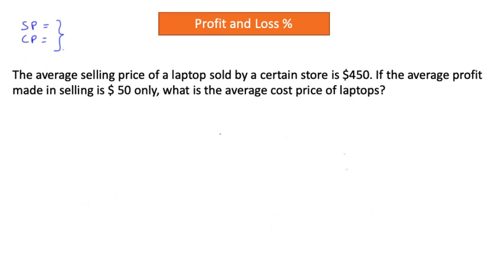So consider this scenario in which the average selling price of a laptop sold by a certain store is $450. This is the average selling price, meaning the price of one piece. You might have been selling at a variety of prices, but the average of each piece comes out to be $450. That's how this statement reads. If the average profit is $50 only, what is the cost price? So the cost price is unknown to us and we are required to find that.